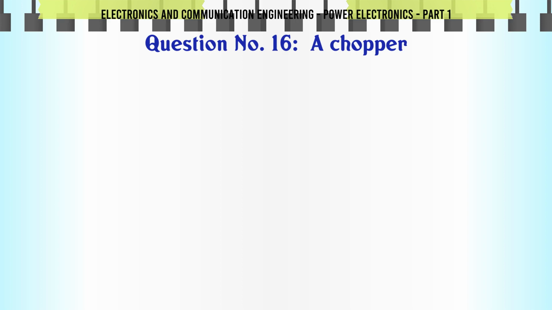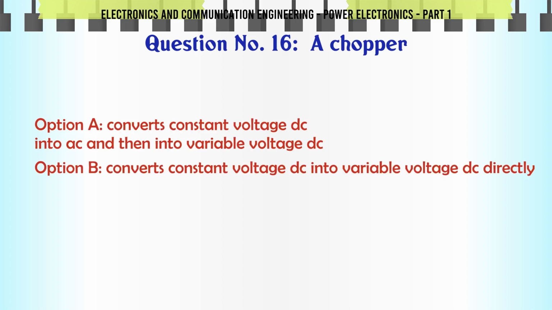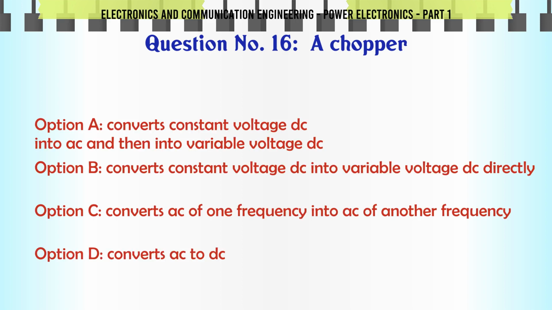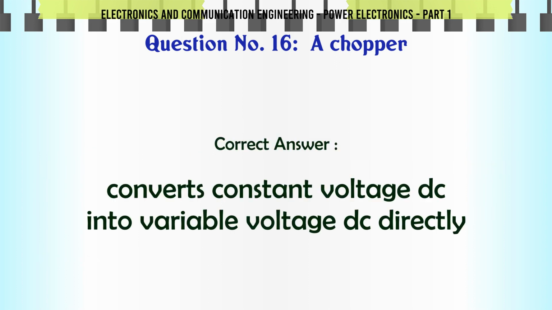A chopper A. Converts constant voltage DC into AC and then into variable voltage DC. B. Converts constant voltage DC into variable voltage DC directly. C. Converts AC of one frequency into AC of another frequency. D. Converts AC to DC. The correct answer is converts constant voltage DC into variable voltage DC directly.